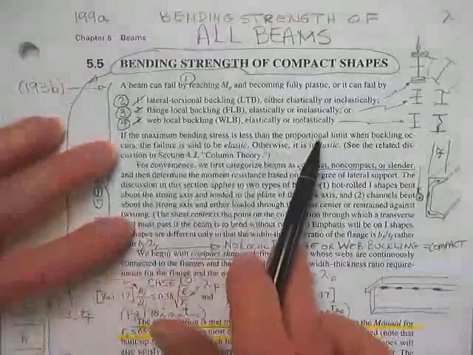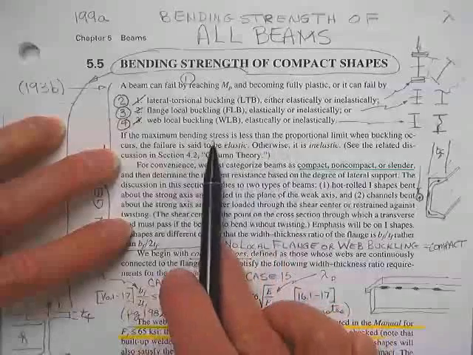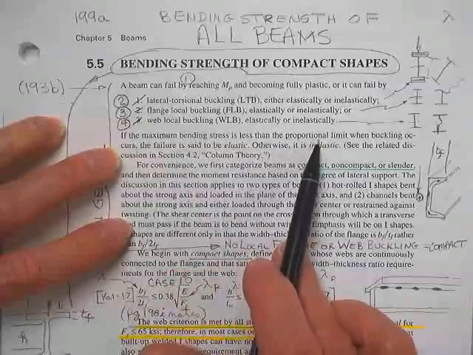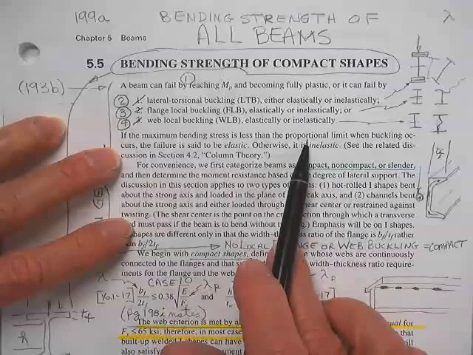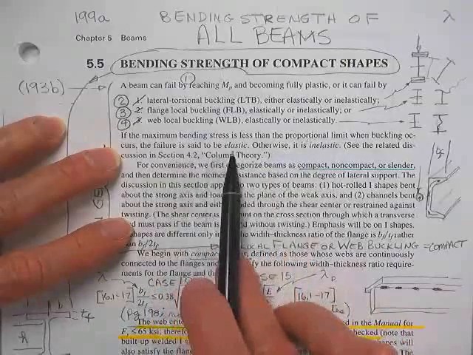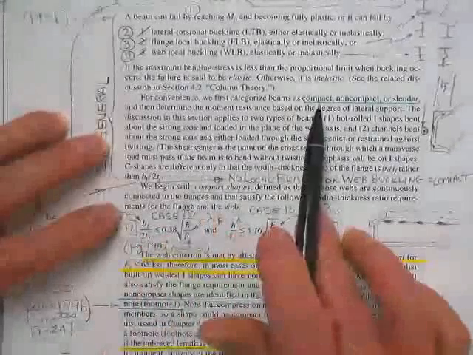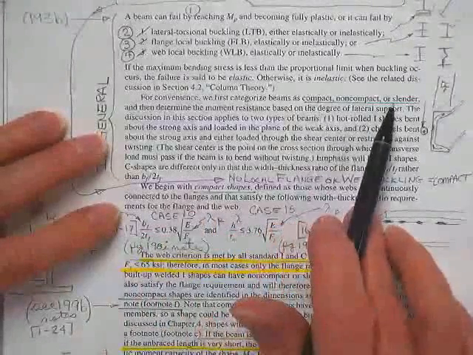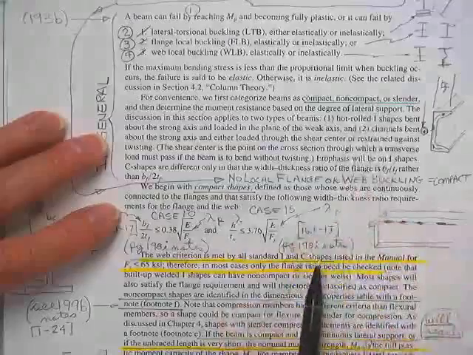If the maximum bending stress is less than F sub Y, if the maximum bending stress is less than the proportional limit when buckling occurred, then since no fiber reached the yield state yet, that failure is going to be called elastic. Otherwise, it'll be inelastic. He already said he's going to do them compact, non-compact, or slender. We know how to do that because we know how to calculate lambda and compare the breakpoints. And so on. Same things I've already mentioned.